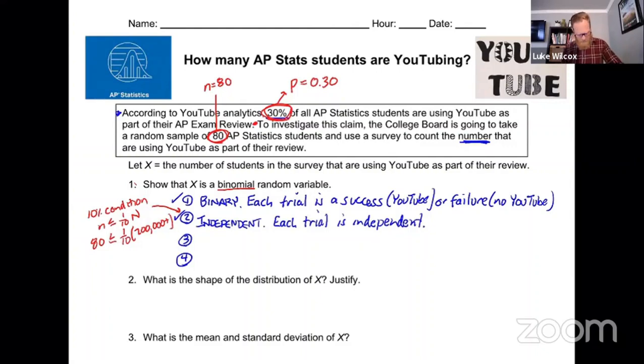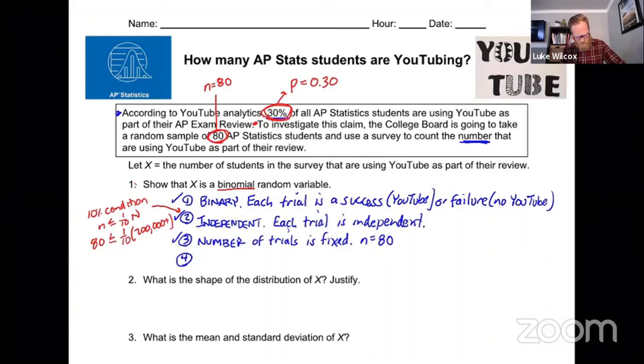Next up, condition number 3, we're going to call it number, but then I'm going to finish the statement in here and say that the number of trials is fixed. So the number of trials here is the sample size, right? We have 80 students, which represent the 80 trials. And so we do know that that number is fixed because we are taking a sample of size 80. So we would definitely say that that condition is satisfied.